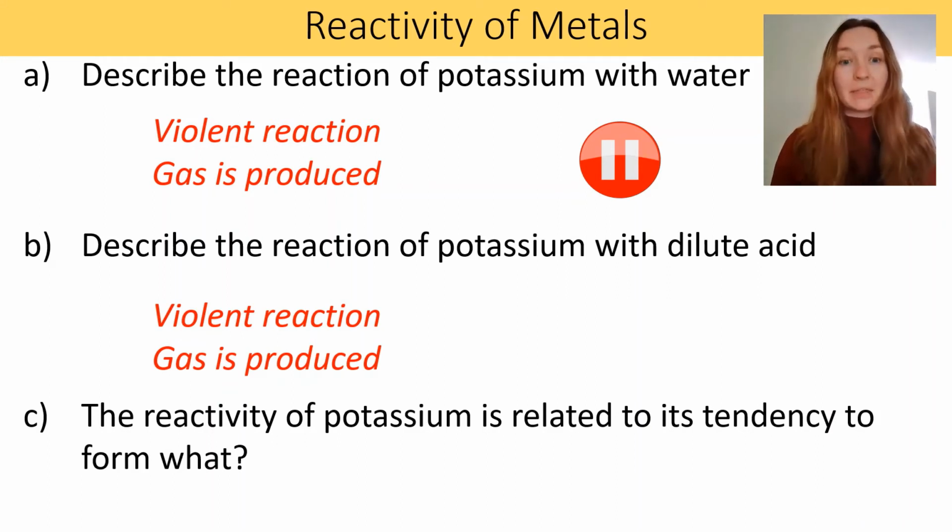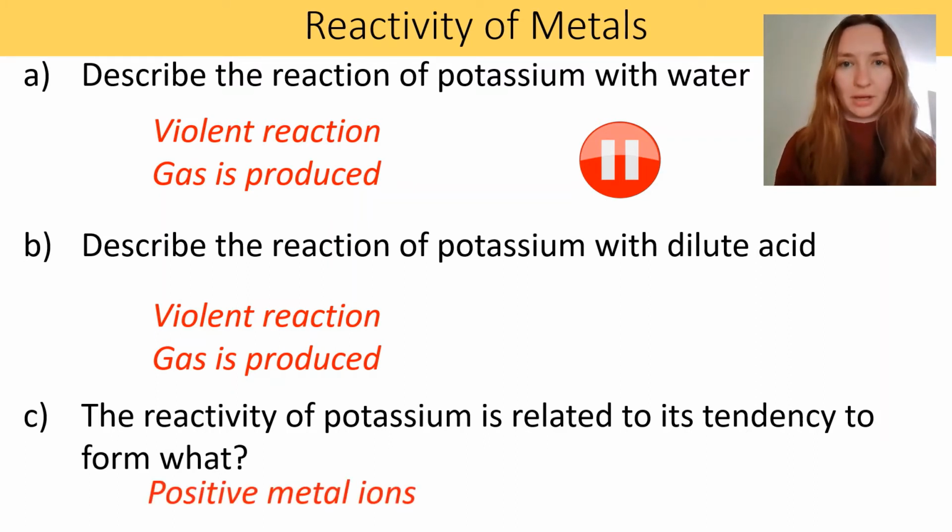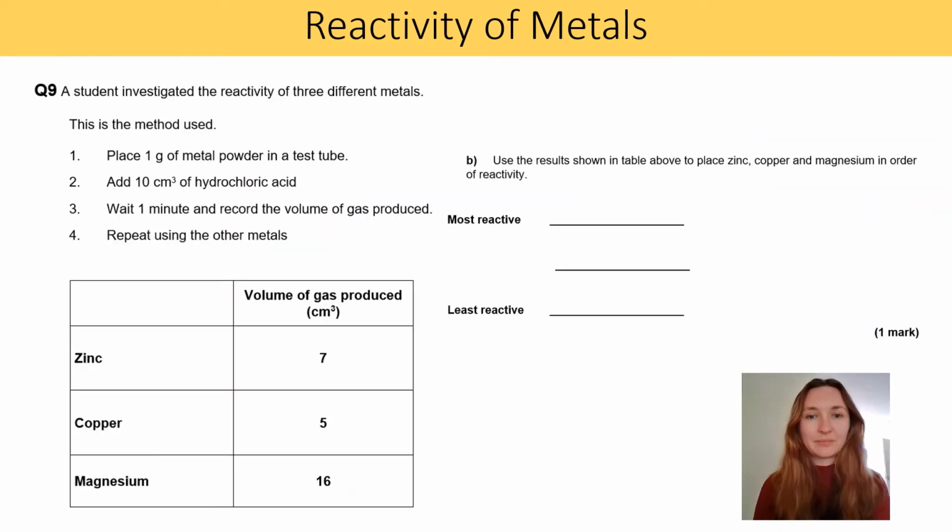Part C, the reactivity of potassium is related to its tendency to form what? And remember that we always talk about the formation of positive metal ions. So give yourself a score out of 3. So one of the things that you should be able to do is put the metals in a series based on a reaction, based on some data from a reaction.